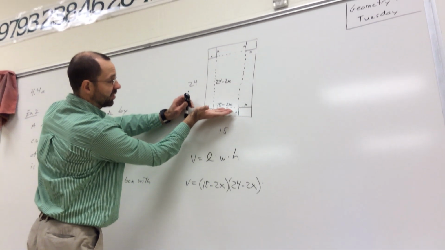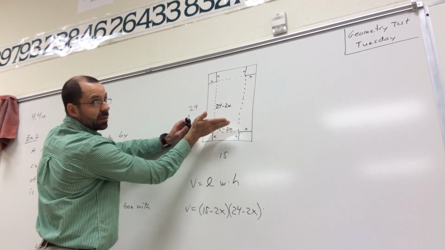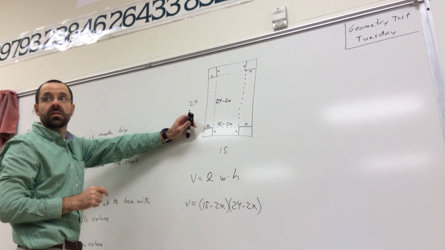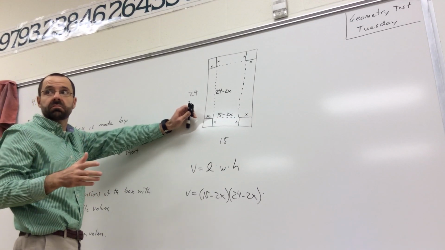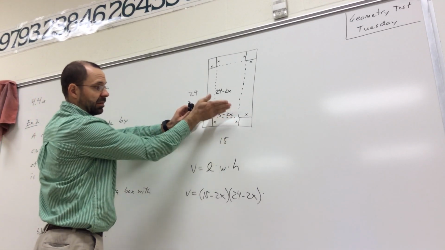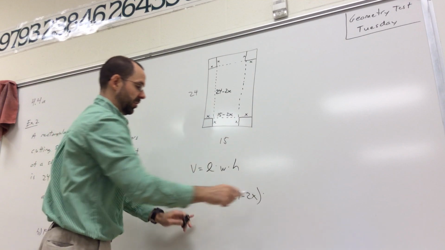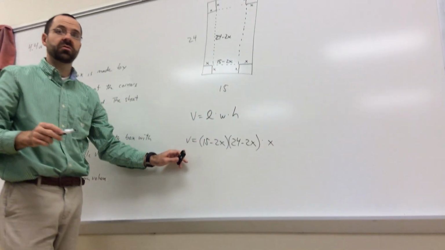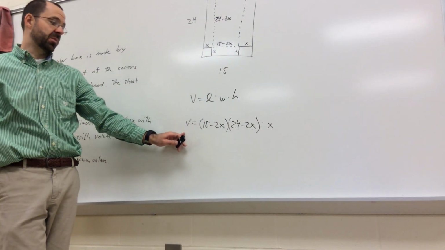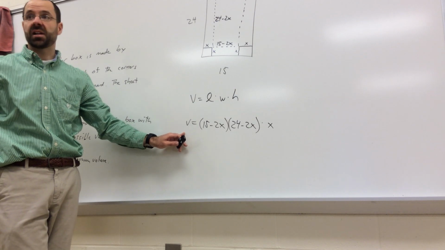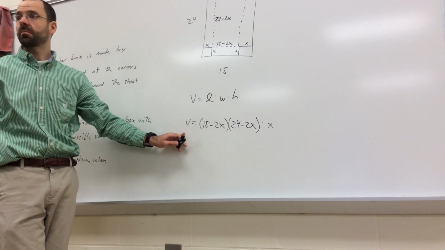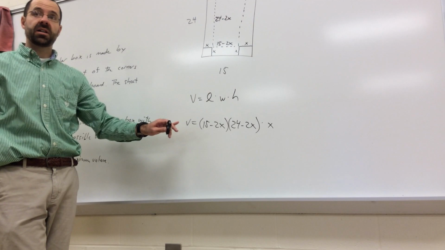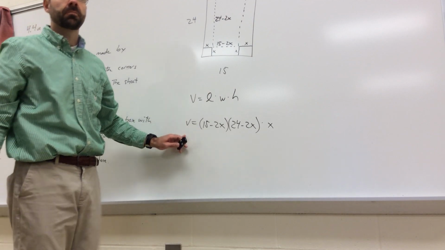So after I fold this flap up, how tall is the box? X, right? Because that X there is going up. So my height is X. So there's my volume formula: 15 minus 2x times 24 minus 2x times x. And I'm trying to find the maximum of this.